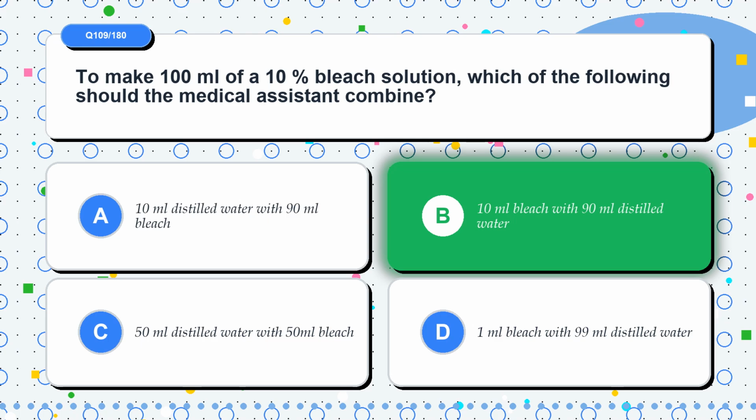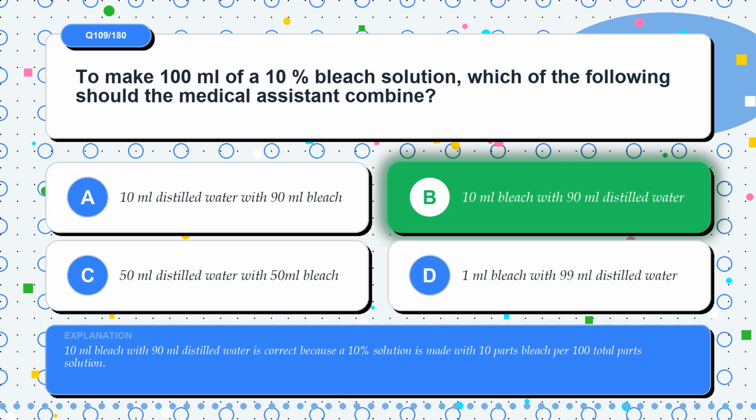The correct answer is option B, 10 ml bleach with 90 ml distilled water. 10 ml bleach with 90 ml distilled water is correct because a 10% solution is made with 10 parts bleach per 100 total parts solution.